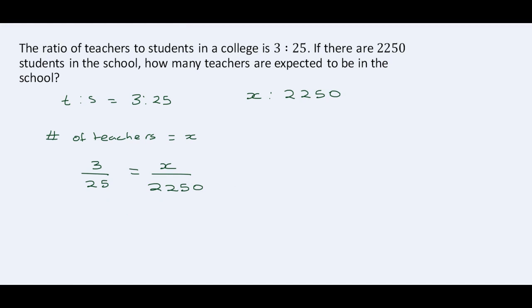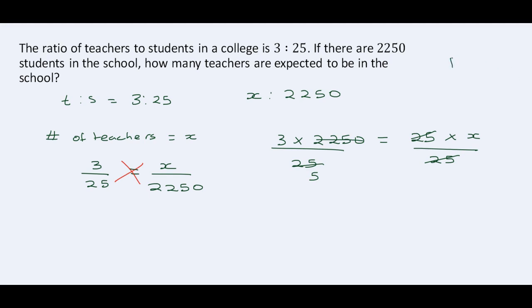So I'm going to use the cross product approach here. And so we have 3 times 2,250 is equal to 25 times x. We're going to divide both sides by 25, and 25 goes in 25 one time. So 25 divided by 5, we have 5. 2,250 divided by 5. Let's do that.